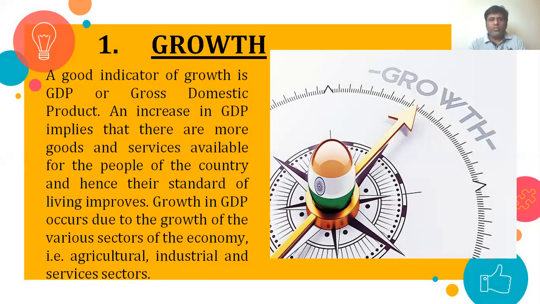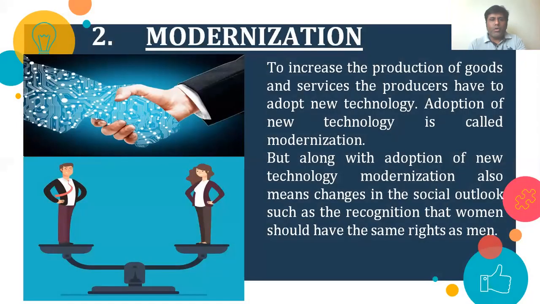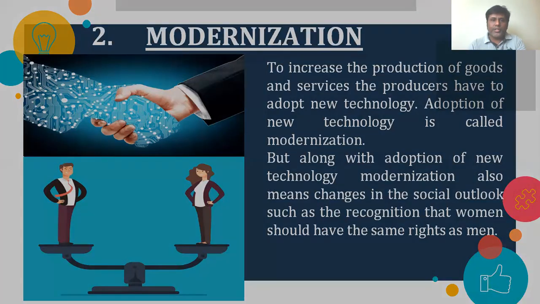Growth means growth in terms of GDP. GDP increases due to increase in agriculture, secondary and tertiary sectors. Growth signifies the welfare of the people. Growth signifies that goods and services are available to a larger section of the society. Modernization means the use of new and latest technology for the production of goods and services. And second, it means social outreach towards females. Both male and female should have equal rights and opportunities.